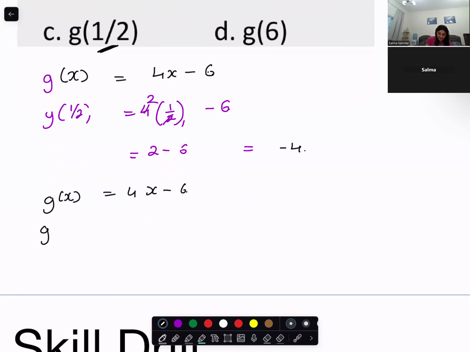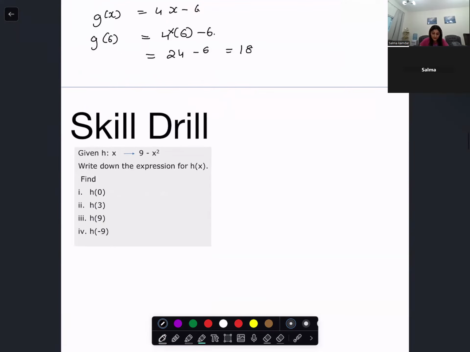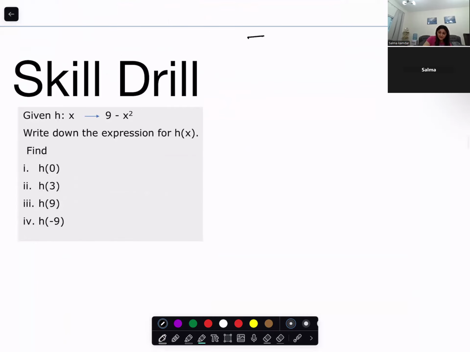Next one, g of x is equal to 4x minus 6. I need to find g of 6. So I'll replace x by 6. So this becomes 24 minus 6, which is nothing but 18. Please note this is multiplied. So we finish the skill drill over here. Now I want you to pause the video and try this sum and then come back for the solution.